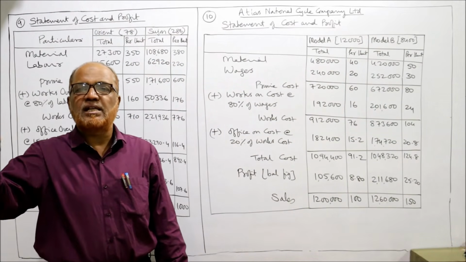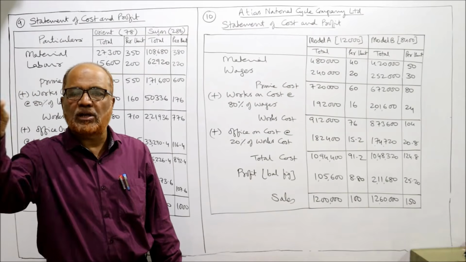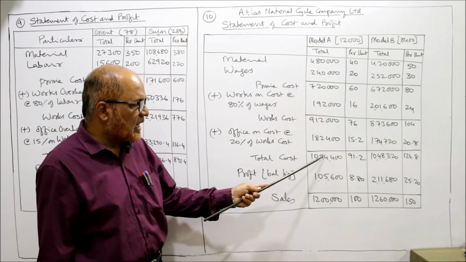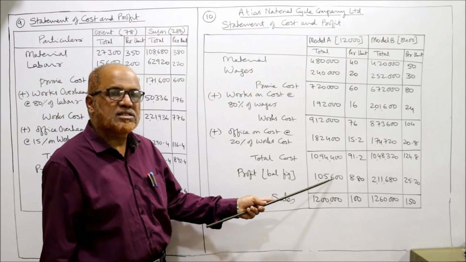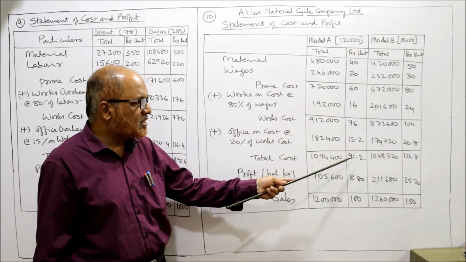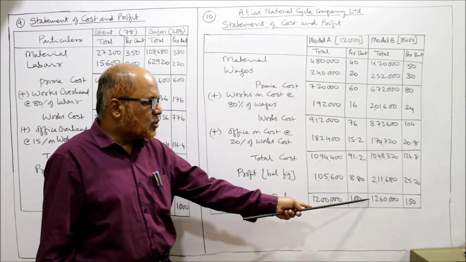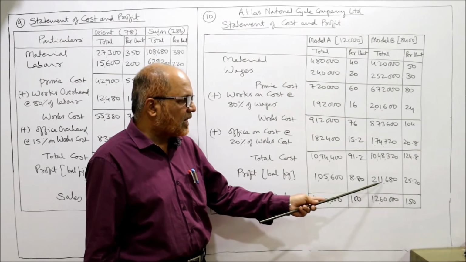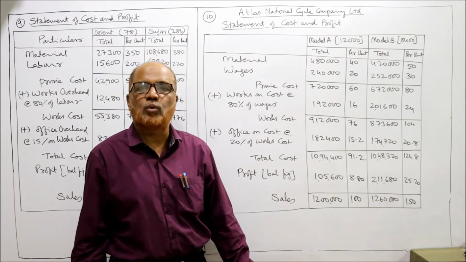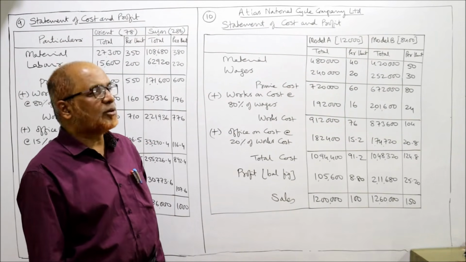We got the total sales and total cost. So sales minus total cost, the balancing figure, is the profit. 12 lakh minus 10 lakh 94,400, 1 lakh 5,600 is the total profit of model A. Per cycle profit, 100 minus 91.2, 8.8 is the profit per cycle, model A. Model B, 12 lakh 60,000 minus 10 lakh 48,320, 2 lakh 11,680 is the total profit for model B. 150 minus 124.8, 25.2 is the profit per cycle of model B. That's all. So we have completed problem number 10.